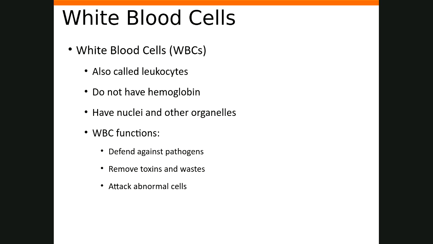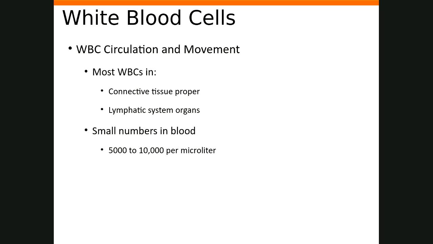These do not bind oxygen. Obviously, these are involved more in defense, removal of toxins, and attacking abnormal cells. So they're a little bit different in terms of their appearance. They do have a nucleus, unlike red blood cells, which do not have a nucleus. And so what you're going to be doing is identifying the different types of white blood cells. There are 5 different types, and most of our white blood cells are actually not in our blood. You have very small percentages of white blood cells in our blood, as most of the formed elements in our blood are red blood cells.